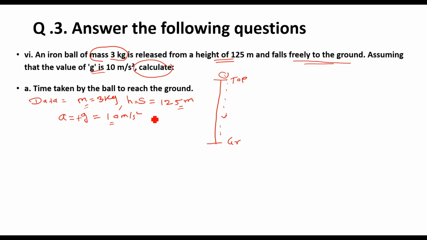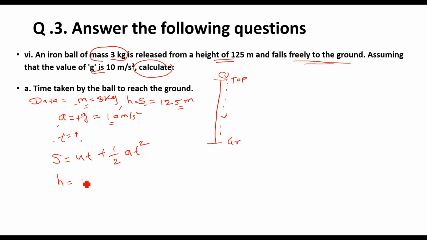So what is asked of us is to calculate the time taken. Then you have the data for m, s, a and t, so we will use s is equal to ut plus 1 by 2 a t square. This is Newton's kinematic equation. This s will be replaced by our height.